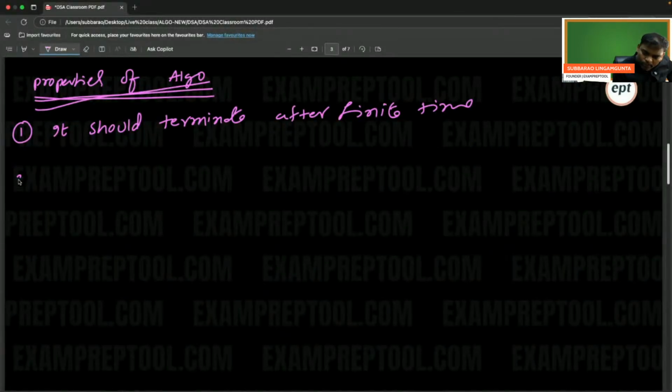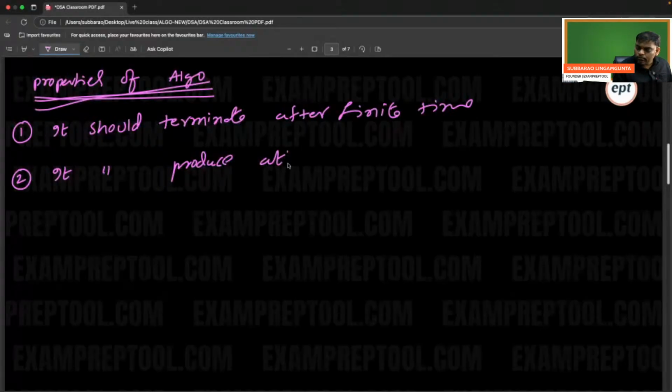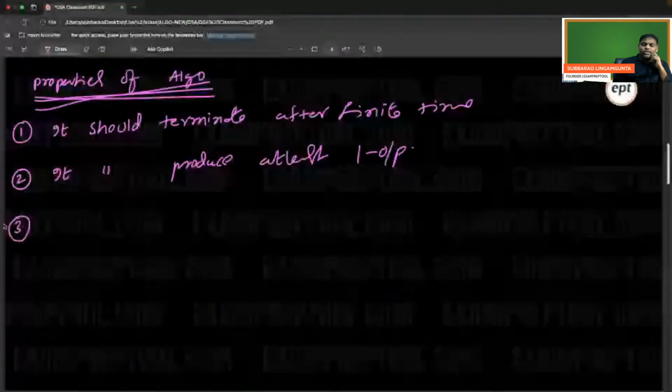Second property. Algorithm second property: it should produce at least one output. When you say it is an algorithm, it should produce at least one output. It should terminate after finite time, and it should produce at least one output.